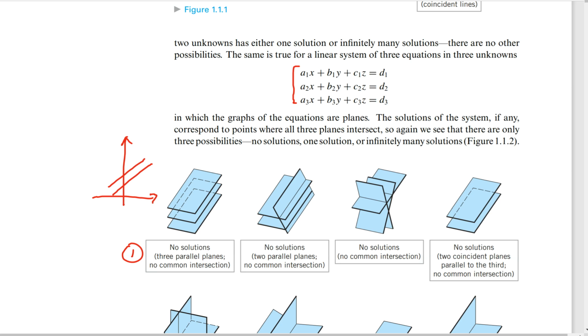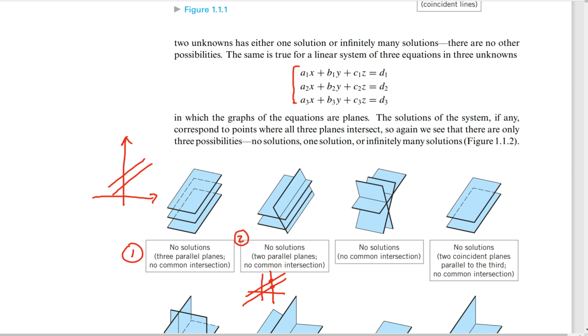And the second case is where you have two parallel planes and one that's cutting through them. So with two variables, you'd have two lines that are parallel, and one cutting through them. In this case, there aren't any solutions, because you don't have a point that's part of all three lines. Same case here. You don't have a point that's part of all three planes at the same time.